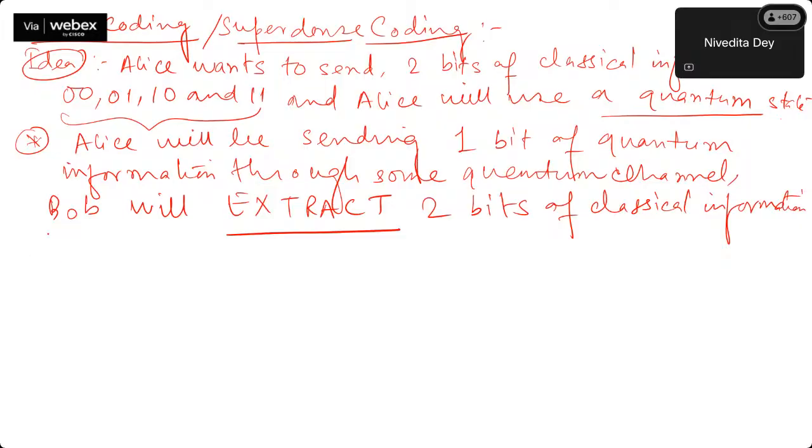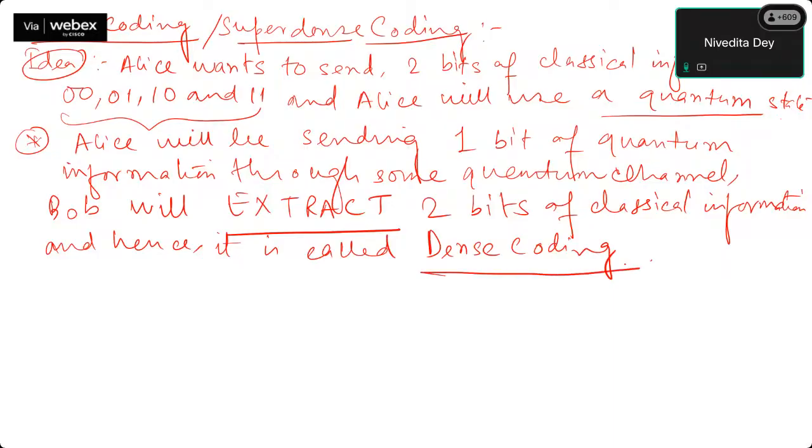And hence it is called dense coding or super dense coding. Okay, so here also, we can understand now that it is exactly the inverse process of teleportation. And here also we have used an entangled state to achieve this.